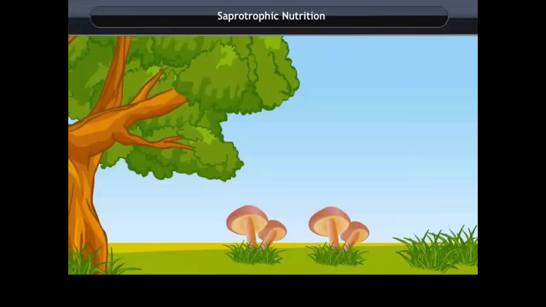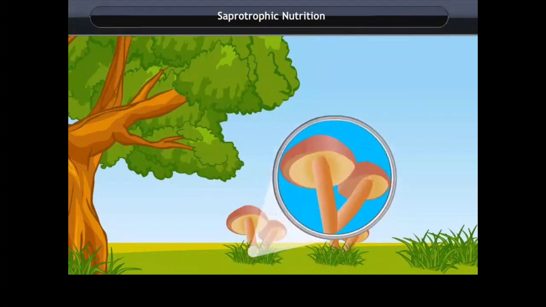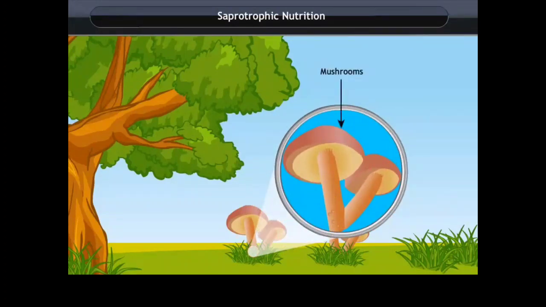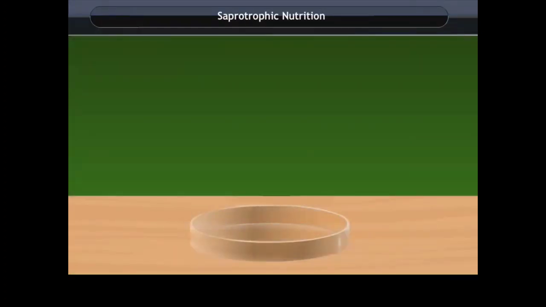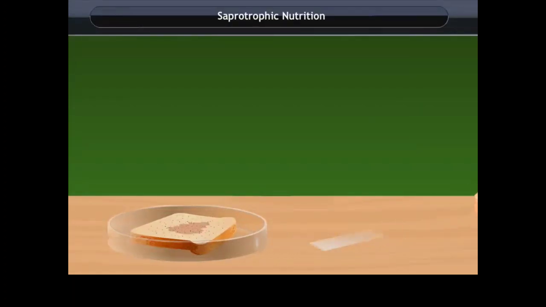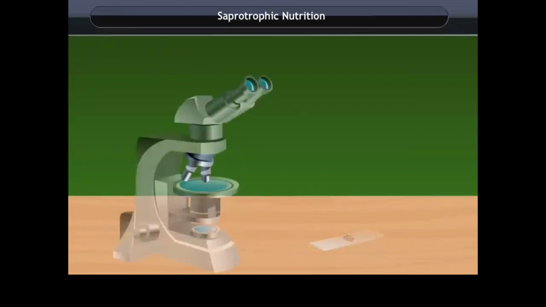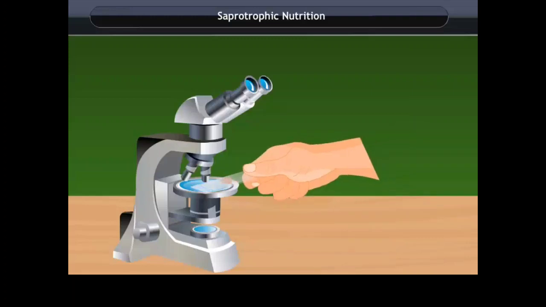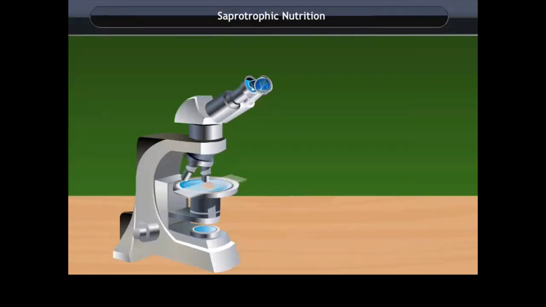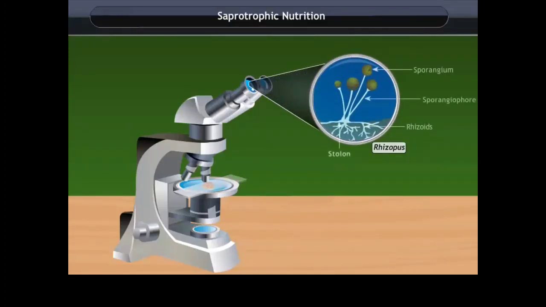Saprotrophic nutrition. Have you seen mushrooms? Can you tell whether it is a plant or an animal? Let's do an activity to study fungi in detail. Leave the pieces of bread in a moist, warm place for 2 to 3 days. Carefully observe the patches under a magnifying glass. You will see cotton-like threads spread on the bread. These organisms are called fungi.